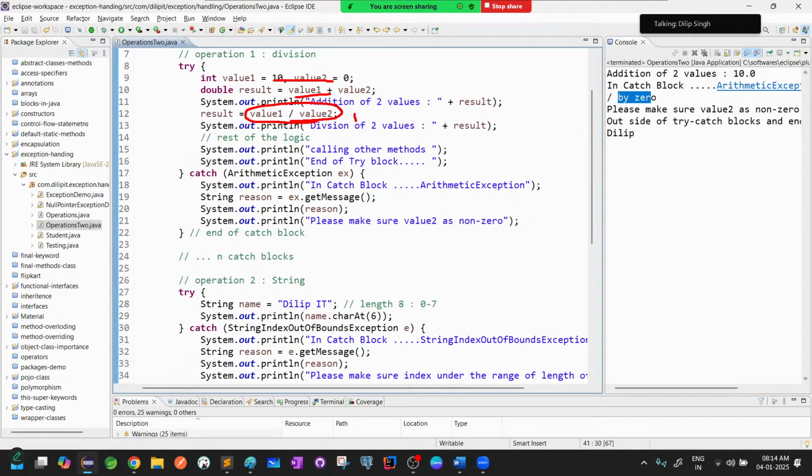Which exception? Arithmetic exception. Then immediately what will JVM do? JVM will reach the associated catch block of that respective try block. Then yes, arithmetic exception is there. Then this will be executed, this will be executed, this will be executed. Now what I said, the moment it found the catch block and executed successfully, it will move to the next line of the catch blocks of that respective try block. So what is the next line?